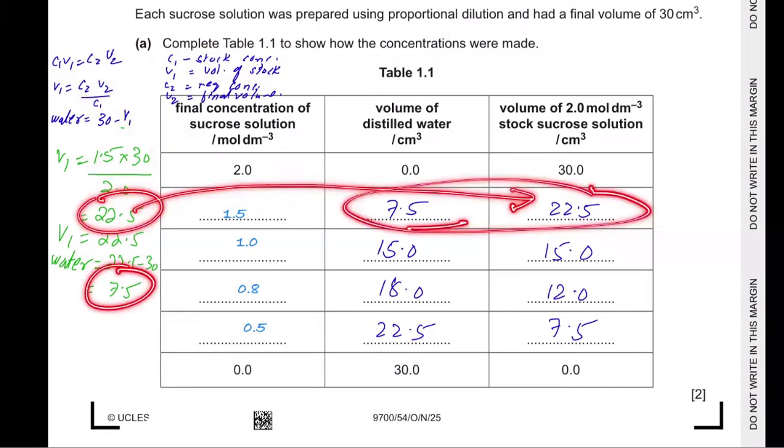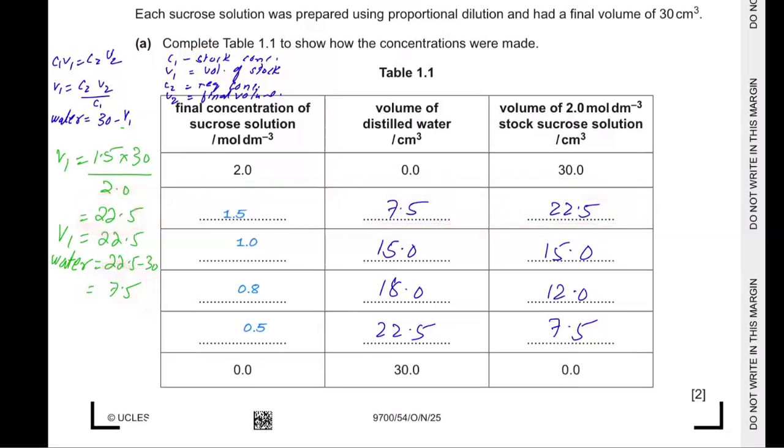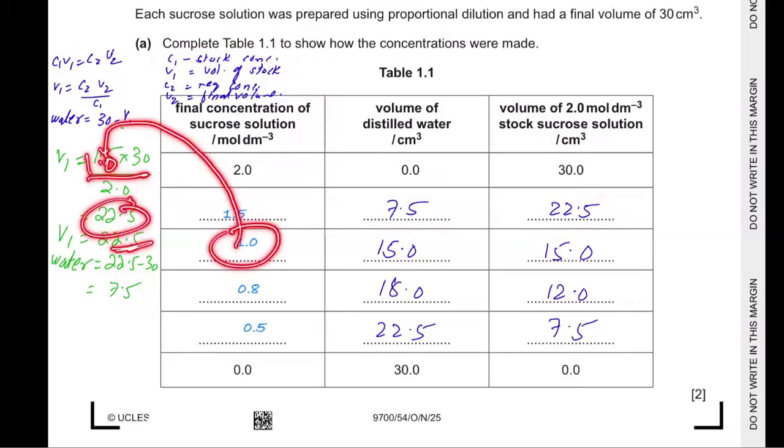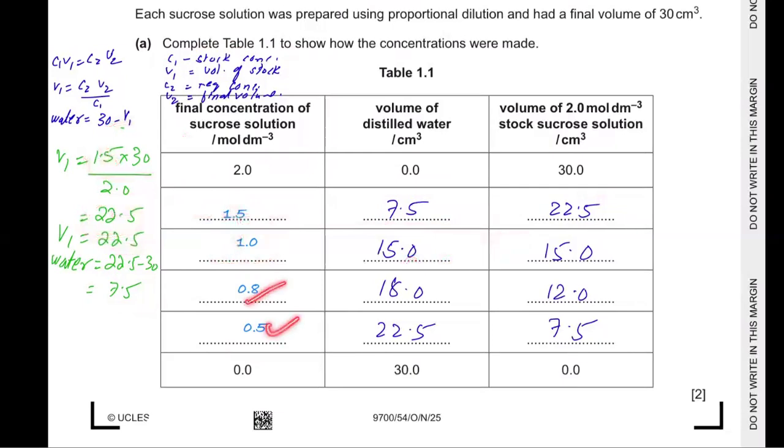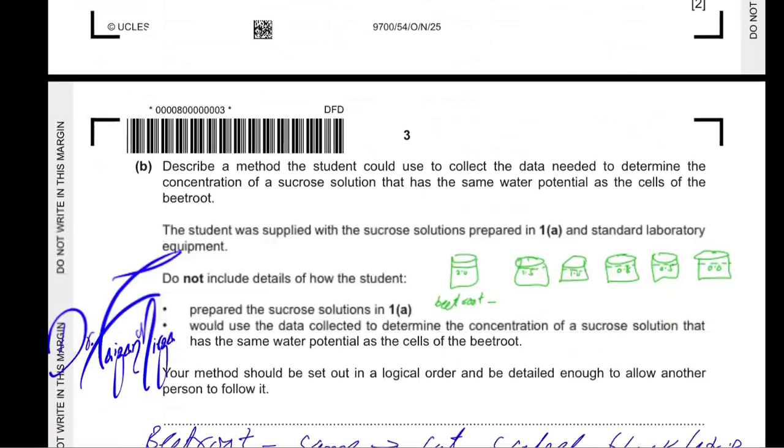to make the final solution 30 cm3. Now, for the next one, if I want to calculate for 1.0, I'll place 1.0 here, multiplied by 30, divided by 2. I'll place the answer here, and then subtracting it from 30, I'll place it for the water. The same I do for 0.8 and 0.5. You just fill up this table. This is something that you do in your P3 and AS as well.